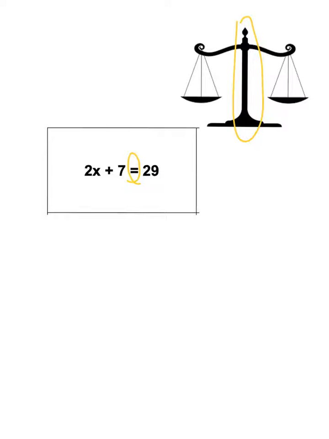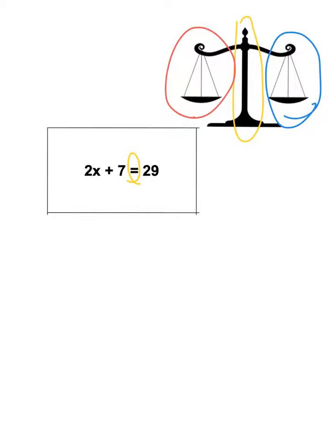And if I want my scales on each side of the center to be balanced, so if I want this side to be balanced, so to be equal to this side, they both have to have the same value or the same amount in them.